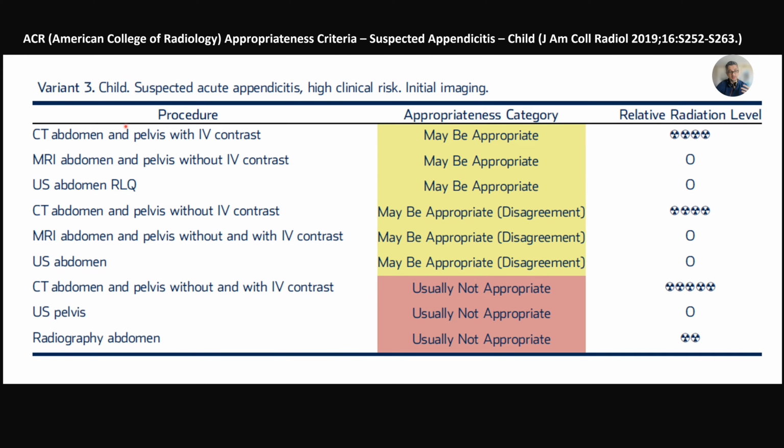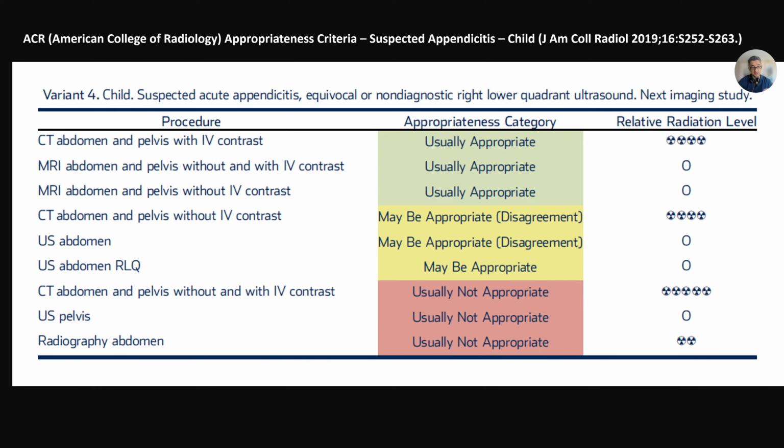The third variant is a child with suspected acute appendicitis, high clinical risk. So the patient may directly go to surgery, but imaging may be appropriate, either ultrasound, CT, or MRI. You can confirm the diagnosis or you can look for the complications of appendicitis.